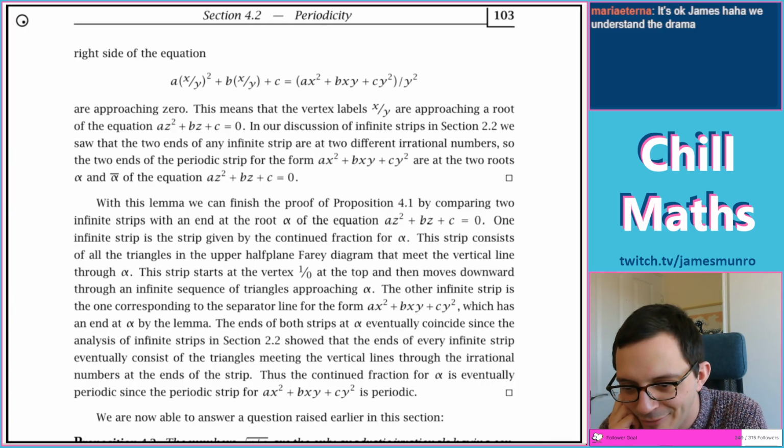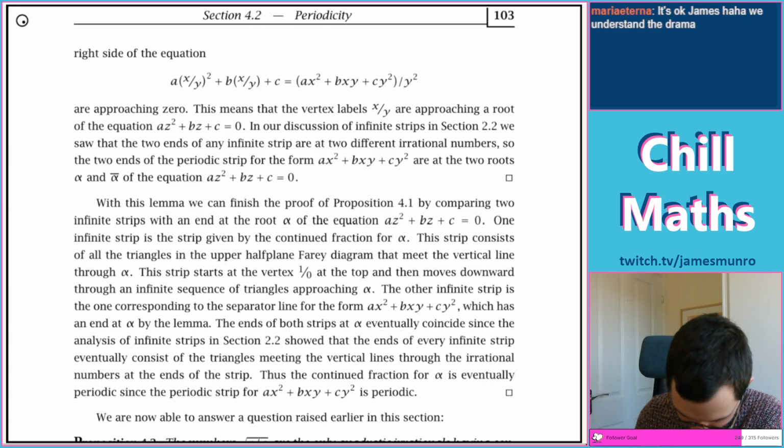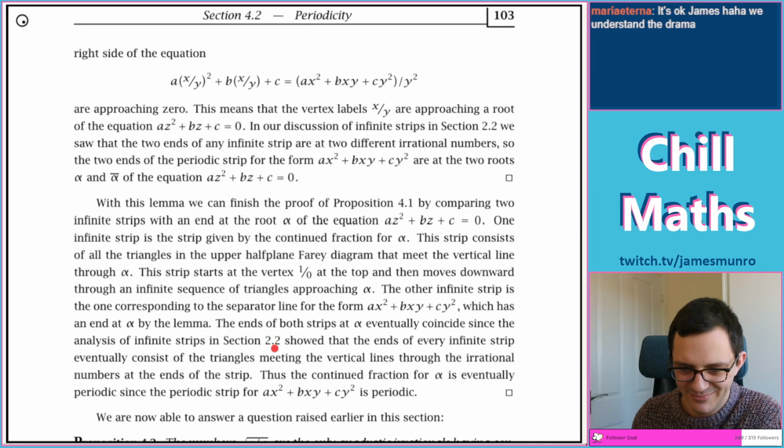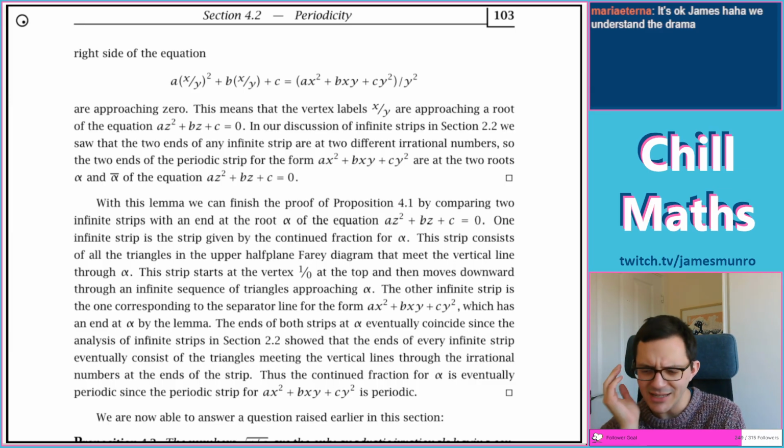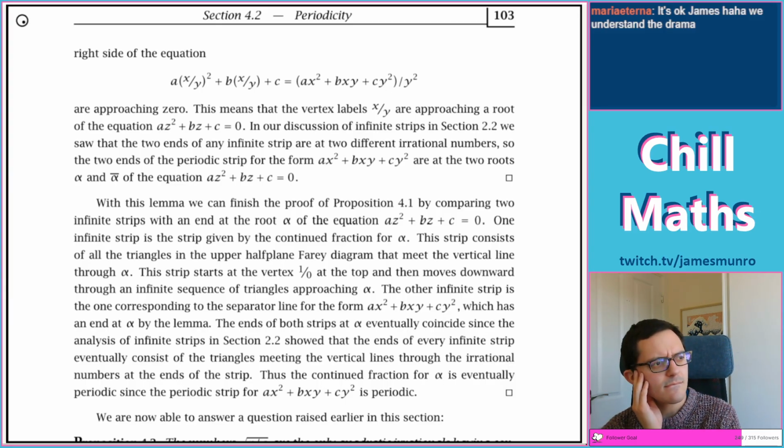Drama. Right, okay, I've interrupted a proof because I'm reminiscing about section 2.2, which I remember being slightly hand-wavy, maybe that's my hazy memory of it. Eventually consists of the triangles meeting the vertical lines of the irrational numbers at the end of the strip. The continued fraction is eventually periodic since the strip is periodic. Feels like a tautology, doesn't it? I was sort of taking it as read that these things were the same. What is this trying to tell me? Yeah, no, I don't get this.